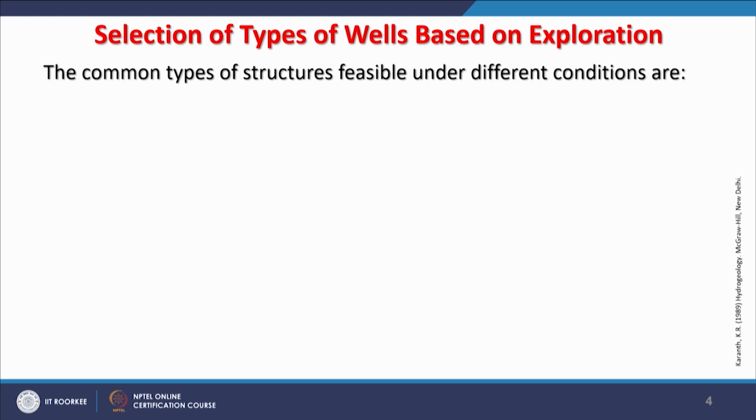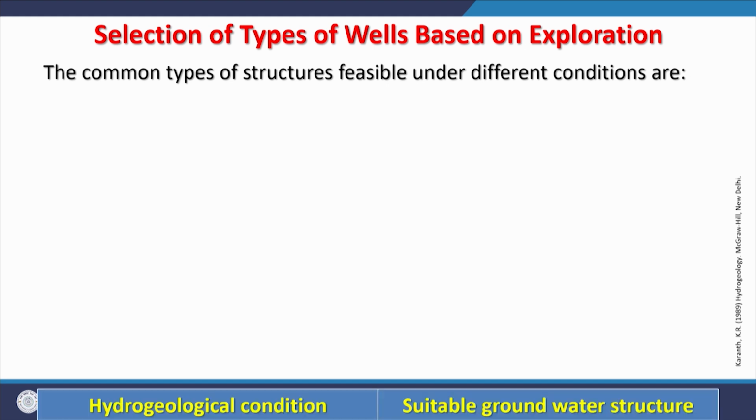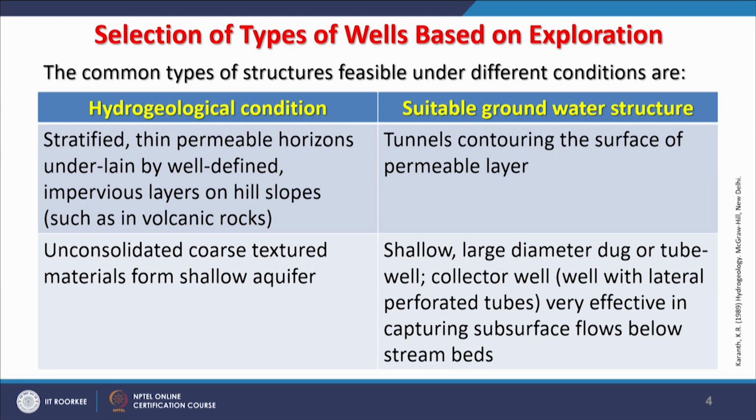Now, common types of structures which are feasible under different conditions, we continue this discussion. When we are having stratified thin permeable horizons which are underlain by well defined impervious layers on hill slopes, such as in the volcanic rocks, then a tunnel contouring the surface of the permeable layer will allow water to become available in a well.